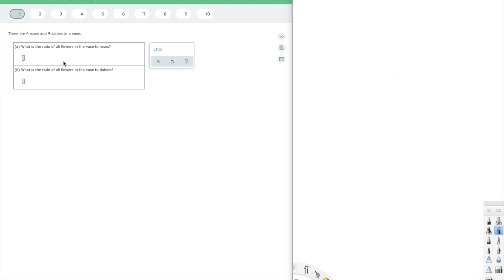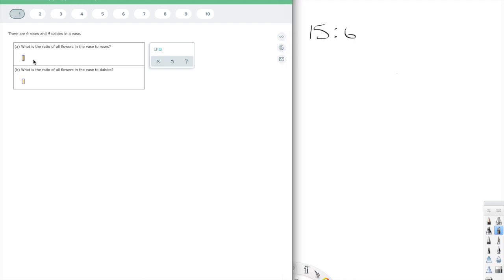Solving a real world problem on proportions using a single unit or a unit rate. So there are 6 roses and 9 daisies in a vase. What is the ratio of all flowers in the vase to roses? So we just need to pay attention to what it's asking us. All flowers in a vase to roses. So all flowers is 6 plus 9, which is 15, to roses, which is just the number of roses. So it's going to be 15 to 6.